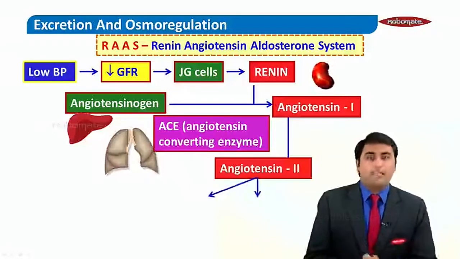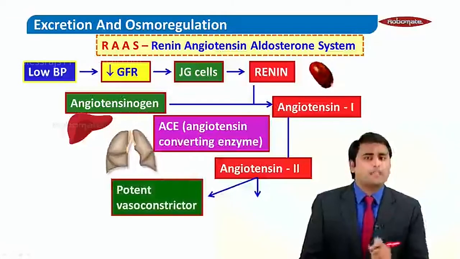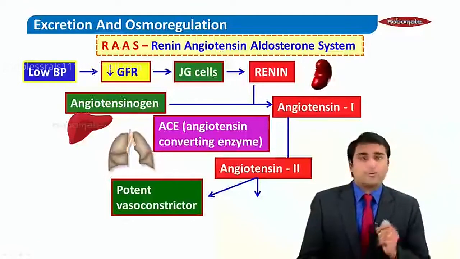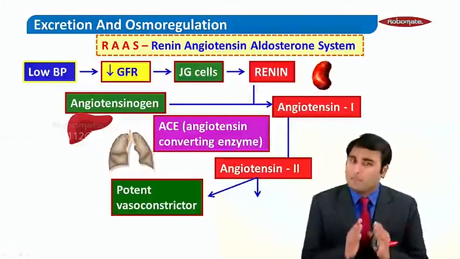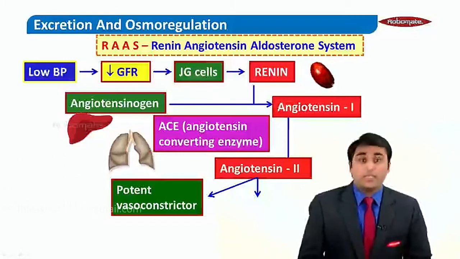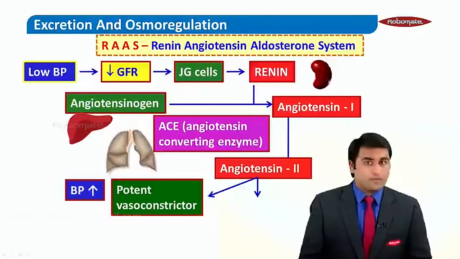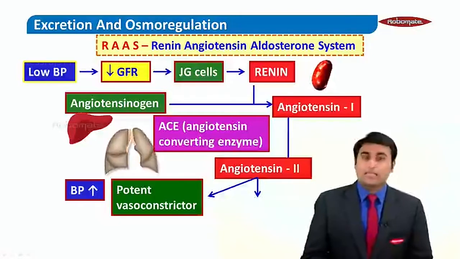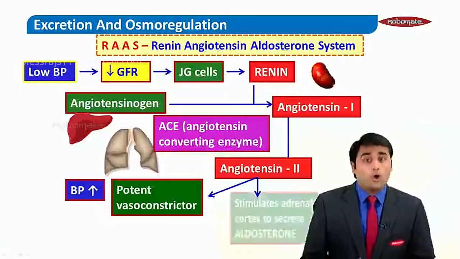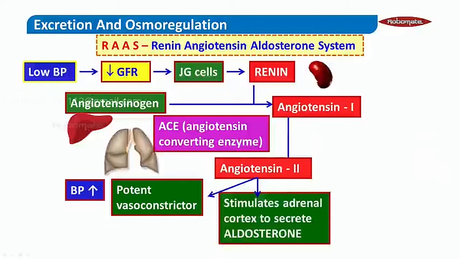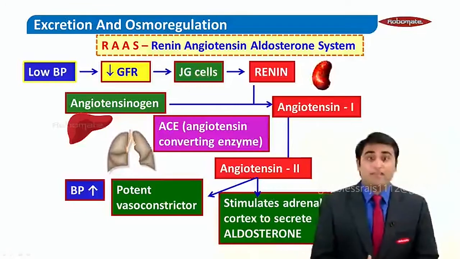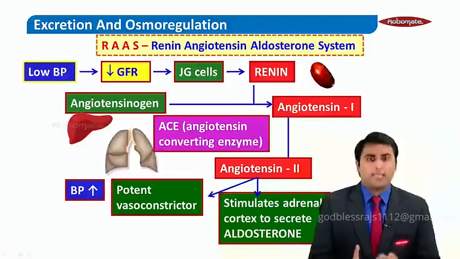Now let's understand how the angiotensin 2 acts. First of all, it's a very potent vasoconstrictor. Vasoconstriction means constriction of blood vessels, due to which there would be increase in blood pressure, right? Simultaneously, the angiotensin 2 also stimulates the adrenal cortex of the adrenal gland, and the adrenal cortex will secrete a very important hormone called aldosterone.